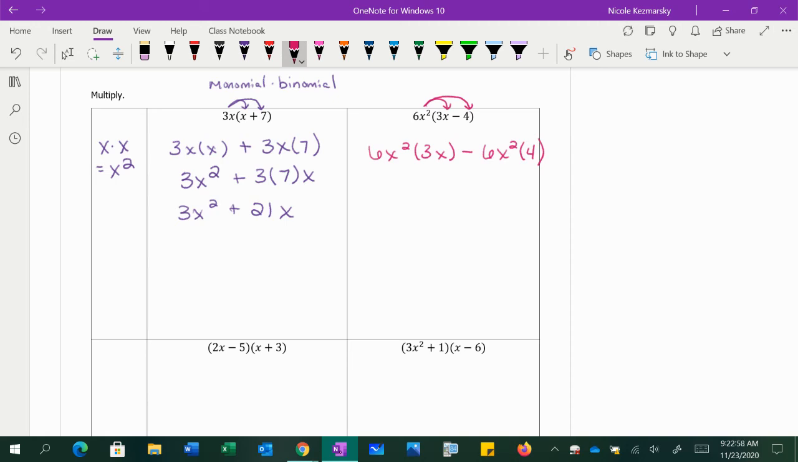And then we can move some things around. I can make this 6 times 3 times x squared times x. And over here I could do 6 times 4 times x squared. 6 times 3 is 18. x squared times x, well, if I had x times x is x squared, that's just tacking on one more x. So x squared times x is now x cubed. There are 3 x's being multiplied together. So this is going to be x cubed. 6 times 4 is 24 with the x squared.